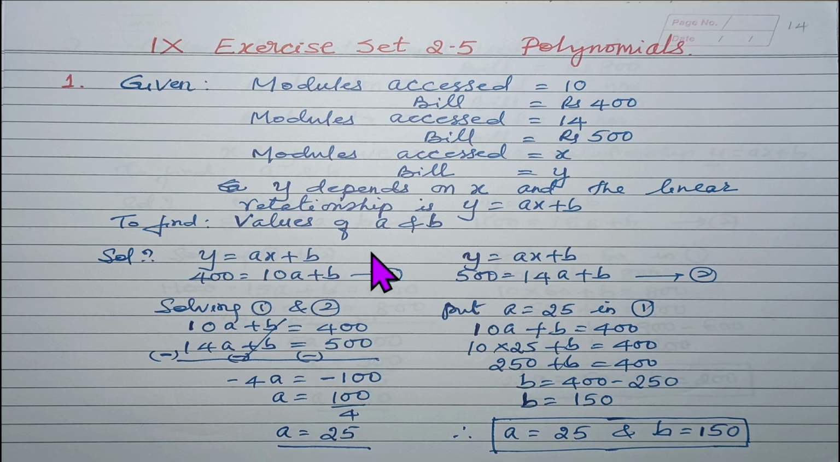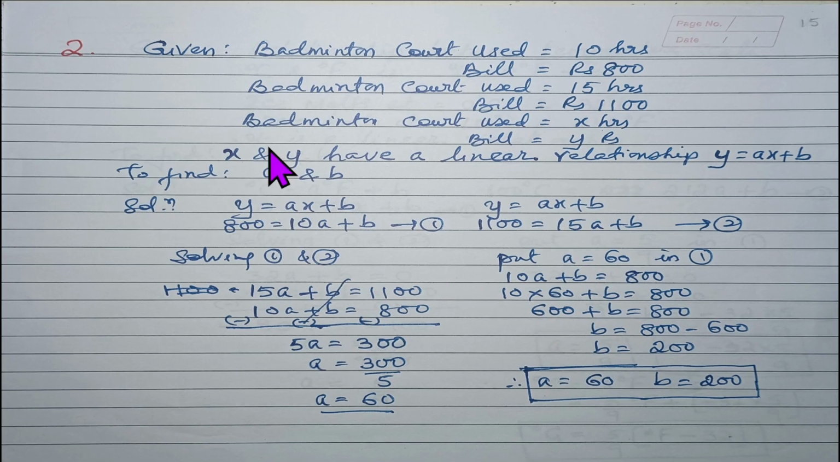Now put the value of a, 25, in one of the equations, that is 10a plus b is equal to 400. So 10 into 25 plus b is equal to 400, we get b is equal to 150. Therefore the value of a is 25 and b is 150. Try to understand this method, it's simple, but you have to understand the method and solve it. Okay, now going to the next example.